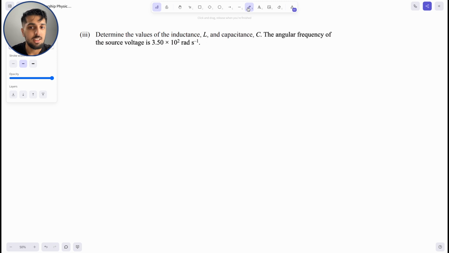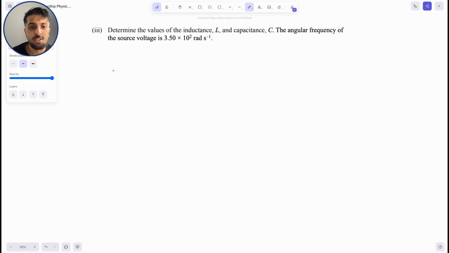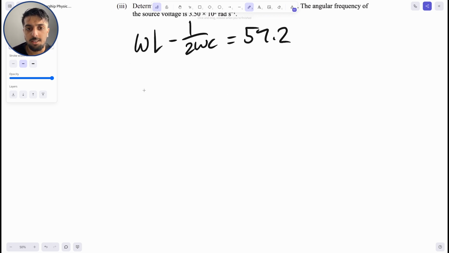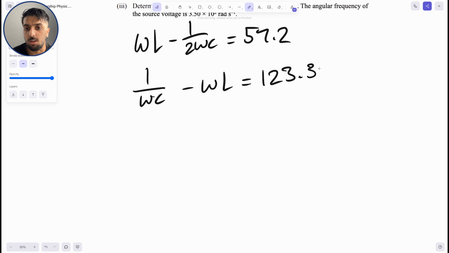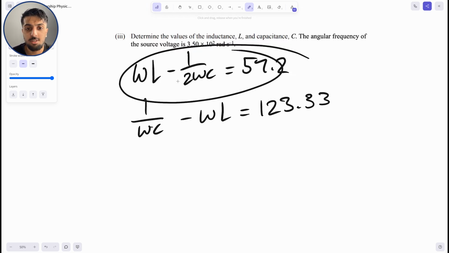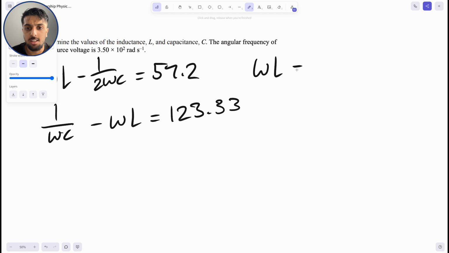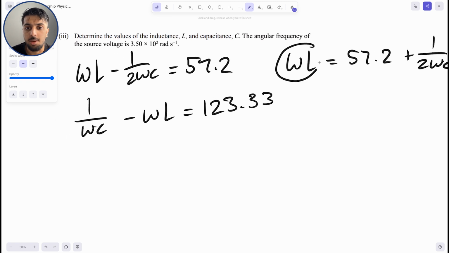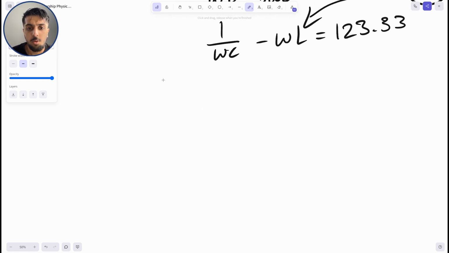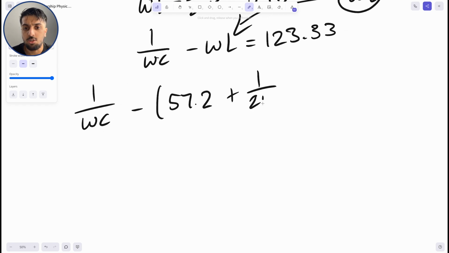Determine the values of the inductance and the capacitance. The angular frequency of the source voltage is 350 radians per second. So based on our previous questions, we know that omega L minus 1 over 2 omega C is equal to 57.2. And we also know that 1 over omega C minus omega L is equal to 123.33. And therefore, if we rearrange this for omega L, we get omega L is equal to 57.2 plus 1 over 2 omega C. So we can make that substitution into here, and we get 1 over omega C minus 57.2 plus 1 over 2 omega C.